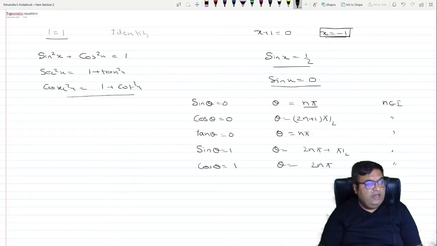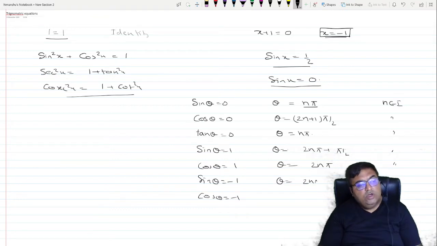If I say, let's say, sin theta equals minus 1 and cos theta equals minus 1. So for sin theta equals minus 1, theta will be 2n pi minus pi by 2. Cos theta equals minus 1 whenever it is an odd multiple of pi. For even multiples of pi, cos theta is 1. For odd multiples of pi, cos theta is minus 1.